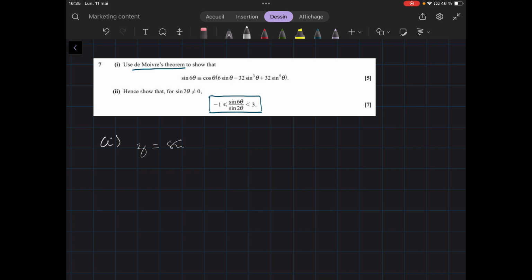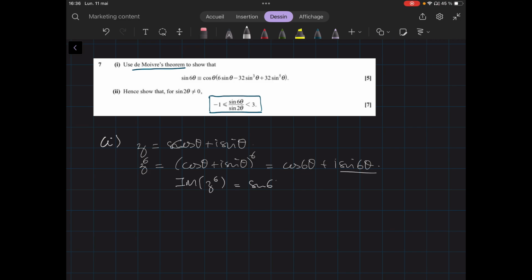It always starts in the same way. We're interested in sine of 6 theta. What happens if we raise z to the 6th power? We would get, on the left-hand side, this expression. Using De Moivre's theorem, we also get this result. Therefore, sine of 6 theta is simply the imaginary part of this complex number.